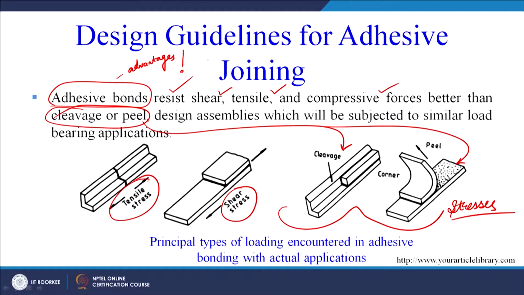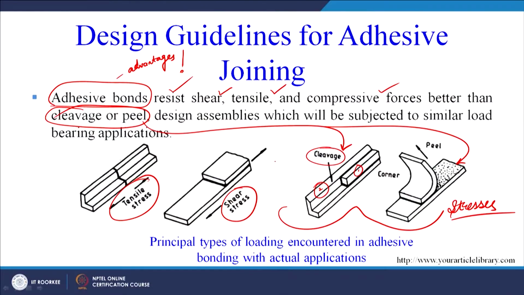So the adhesive bonds resist, means they are good against shear, tensile and compressive stresses, better than cleavage or peel design assemblies. So here we can see this is part number 1, this is part number 2, and there may be a debonding between these two parts by the formation of a cleavage. So that is an issue.